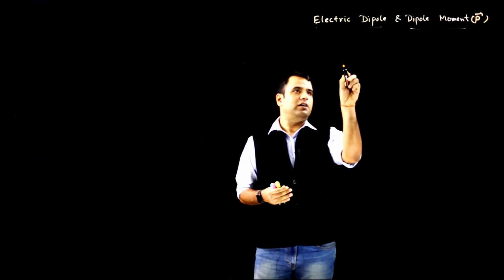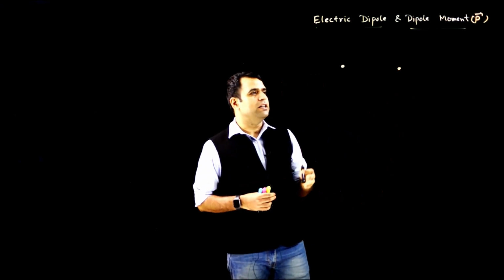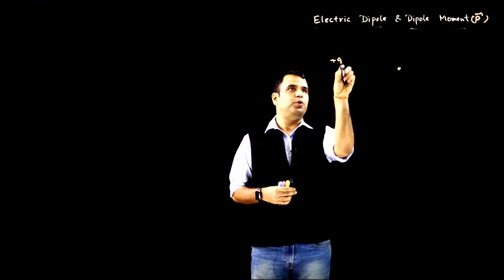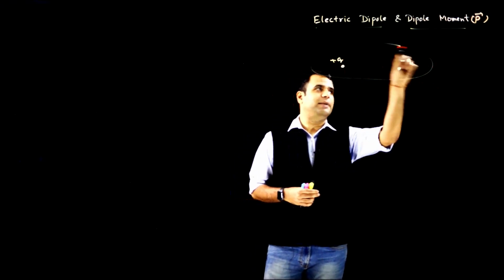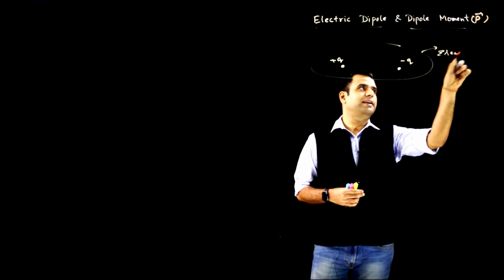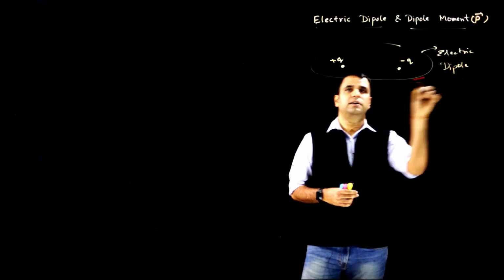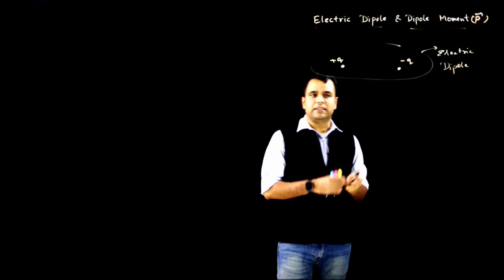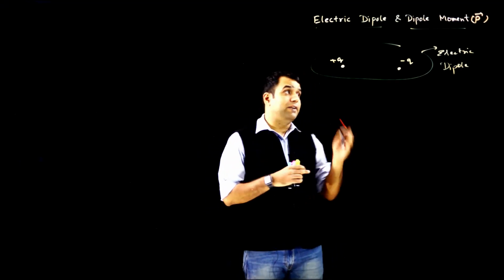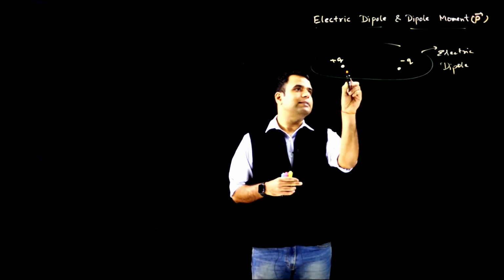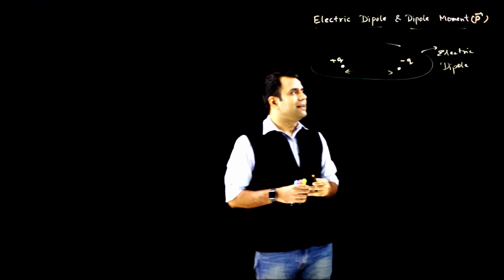A combination of two equal and opposite charges. The combination of two equal and opposite charges is defined as an electric dipole. So this is your electric dipole. There is a plus Q charge and a minus Q charge. The combination of these two charges, one positive and one negative, they have to be equal in magnitude, and the sign has to be opposite. So these two charges are defined as an electric dipole.